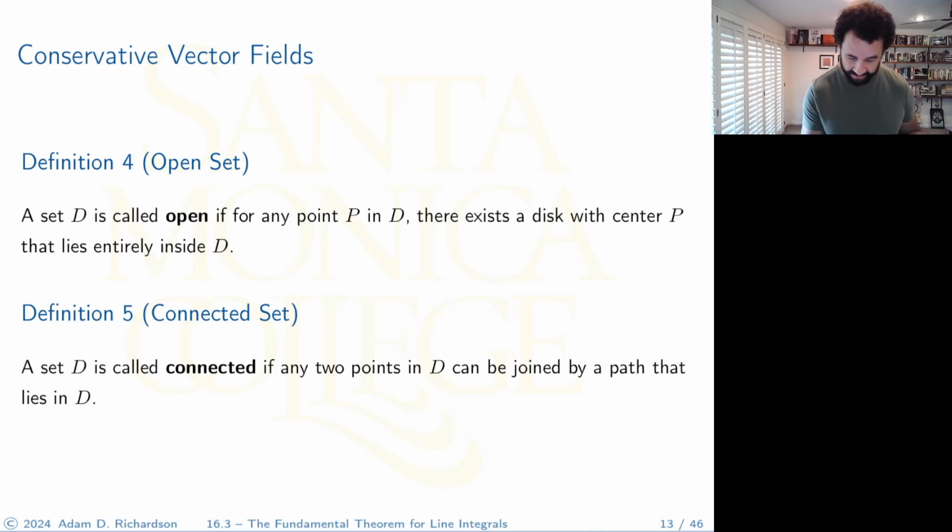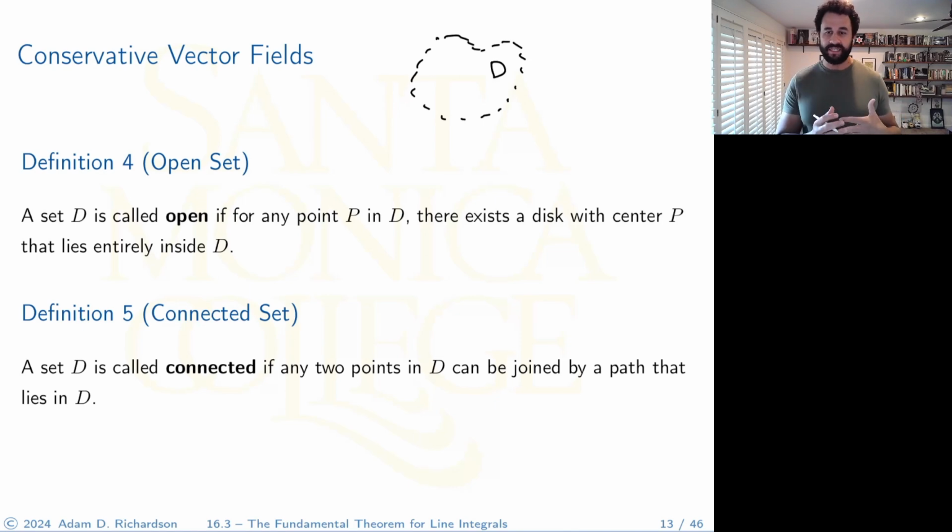So let me draw a picture of this for a minute. I'm going to use a dotted line here. Here's my set D. The reason we can say D is open is because you can pick any point that you want in D, maybe this point right here, and there exists an open disk that lies entirely inside of D, just like that. And if you can do that for every possible point in your set, then your set is considered open. The key thing is the lying entirely inside of D.